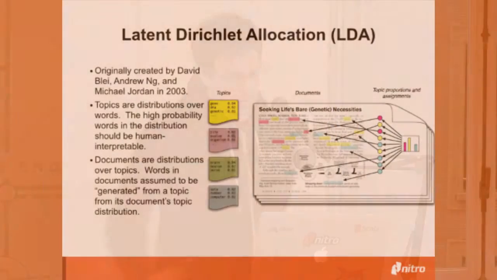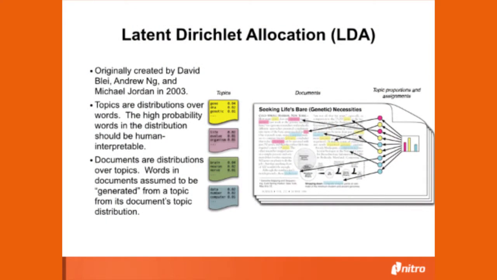So the most popular topic modeling algorithm is Latent Dirichlet Allocation, or LDA, so that's what I'm going to be talking about. So LDA was initially proposed in a paper in 2003 by David Blei, Andrew Ng, and Michael Jordan. So in LDA, topics are defined as distributions over words. So in this distribution, the high probability words should be human interpretable, so they should be like those finance-related words I mentioned earlier. And then the documents are defined as distributions over topics.